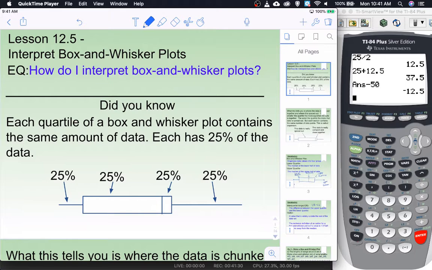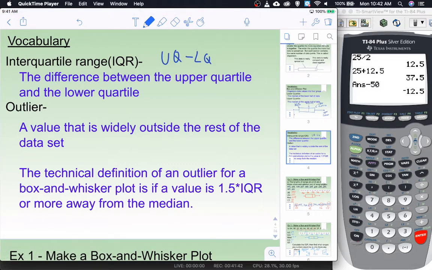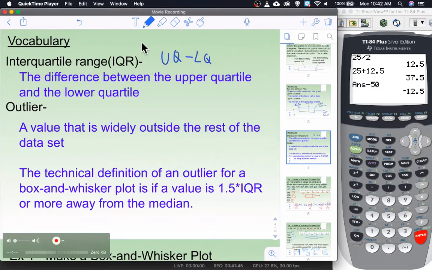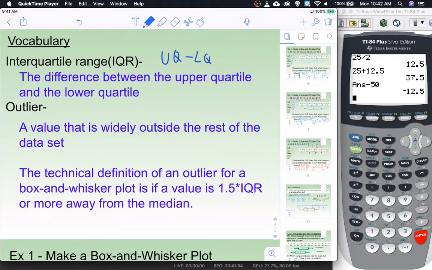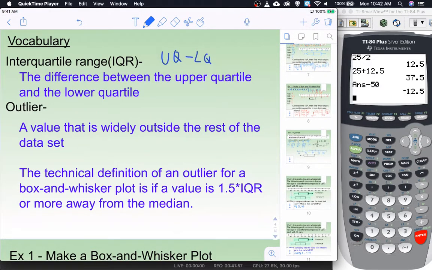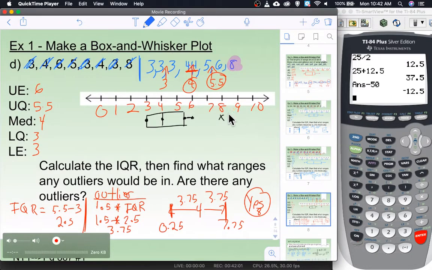Maybe you knew that. You probably learned the technical definition of an outlier for a box and whisker plot is 1.5 times the interquartile range away from the median. You probably didn't know that. And the interquartile range is just the range of the box, the upper value minus the lower value of the quartiles. And so now we learned how you can find an outlier. There was an outlier here and what that graph looks like.